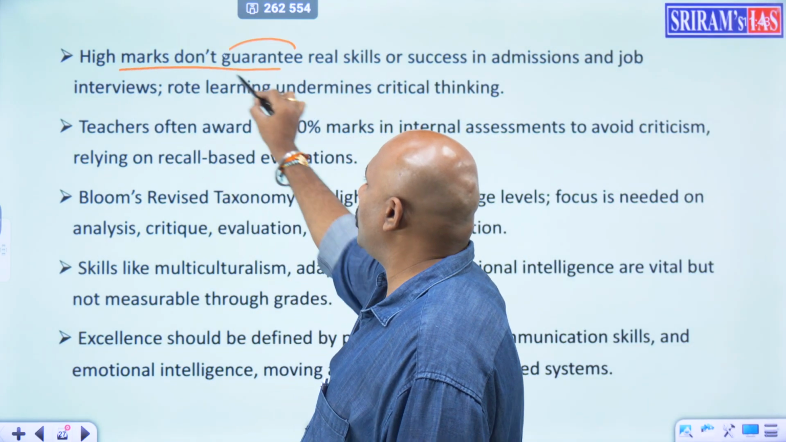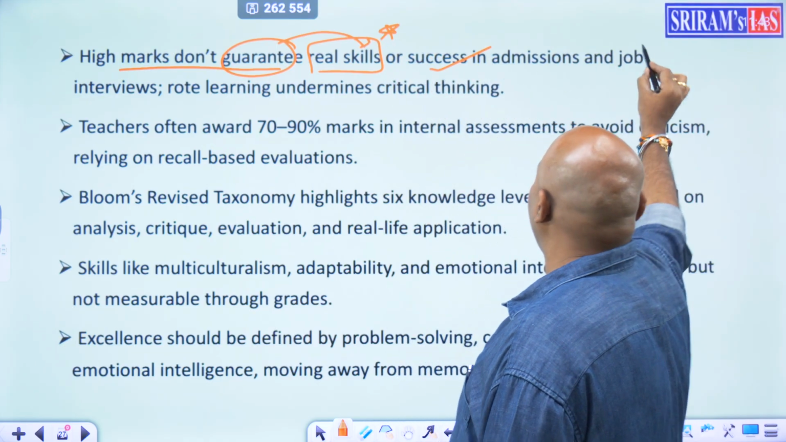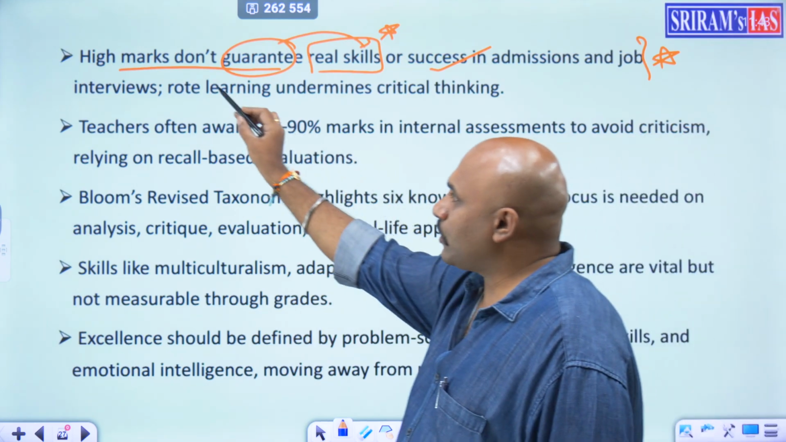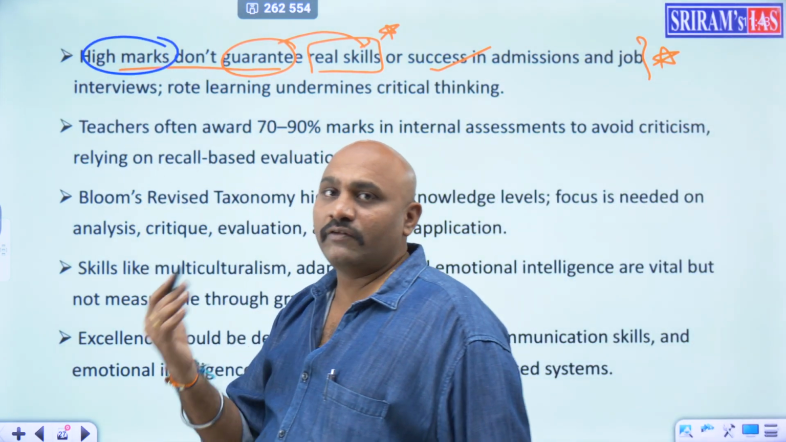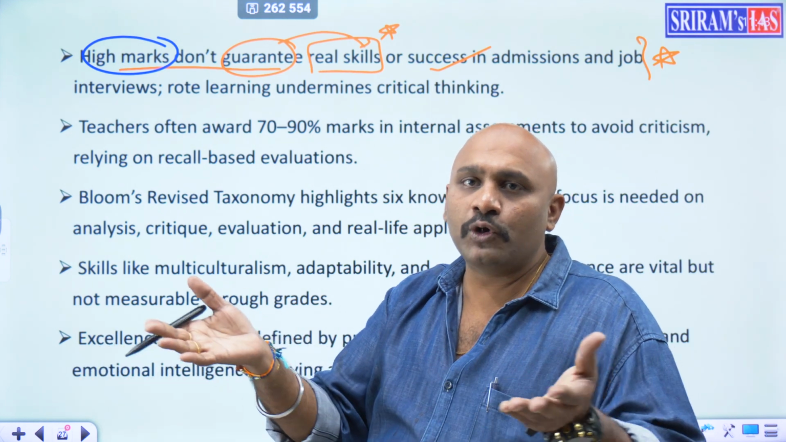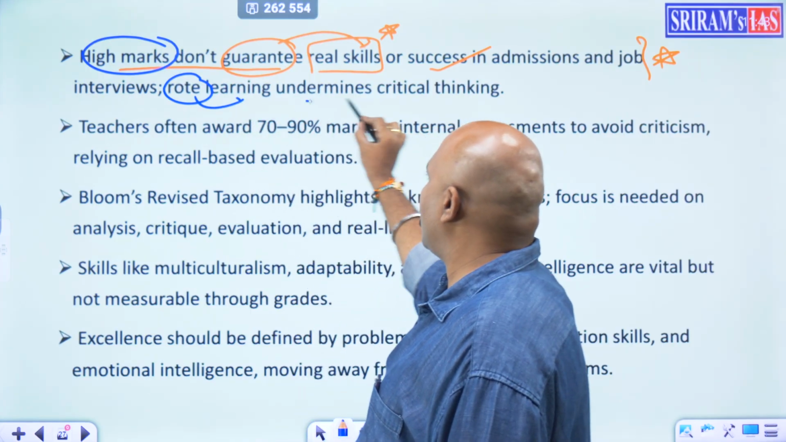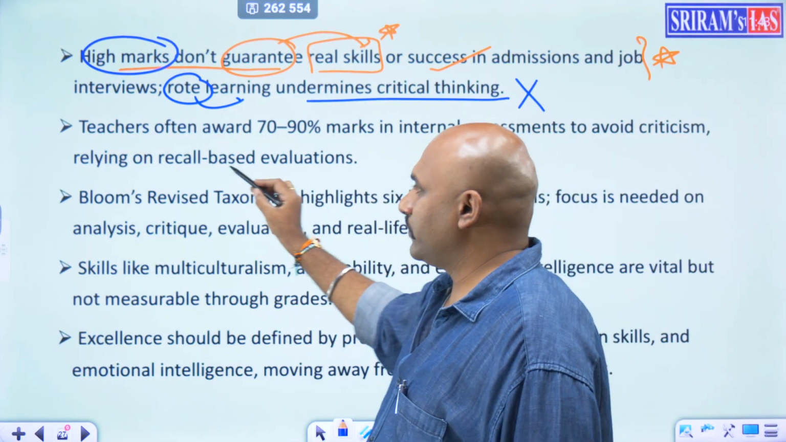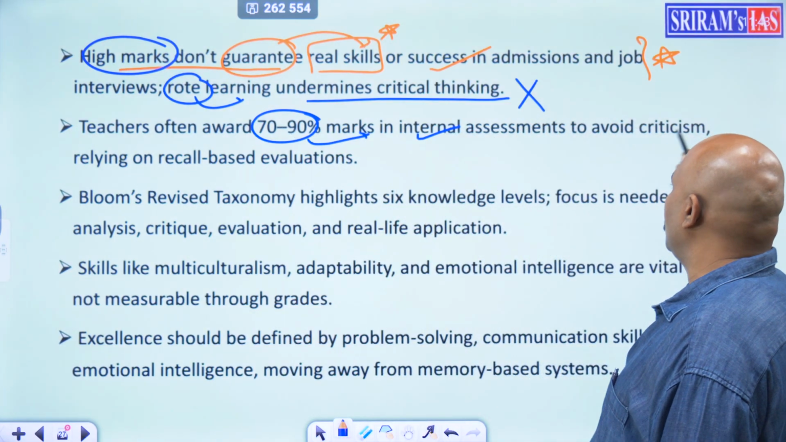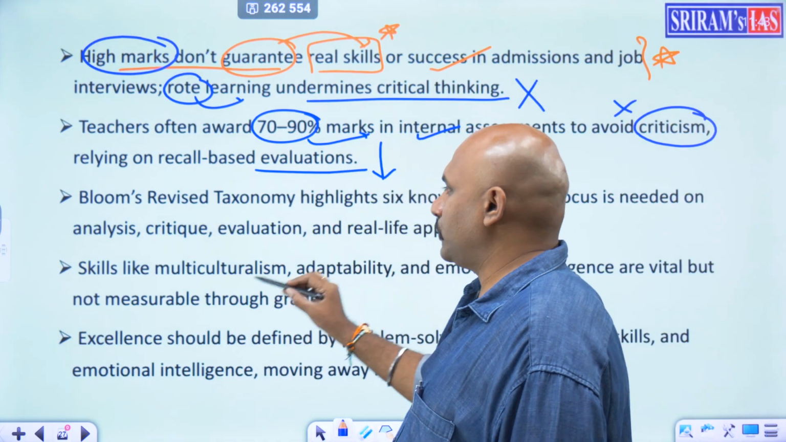High marks don't guarantee real skills or success. Very important point. ఈ రెండింటిని జాబ్లో కానీ స్కిల్లో కానీ పెద్దగా సక్సెస్ అనేది just because you have high marks and you are doing very good in job interviews does not mean that in the actual work, in the real time scenario, you will be able to do fantastically well. That is not there. Manakunnadi only rote learning undermines critical thinking. So this is a major point. Teachers often give 70 to 90% marks in internal assessments. Criticism ni avoid cheyadaniki. దానివల్ల evaluation based అని తగ్గిపోతుంది.